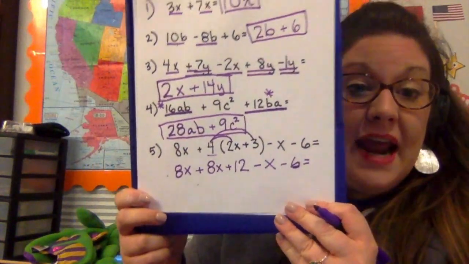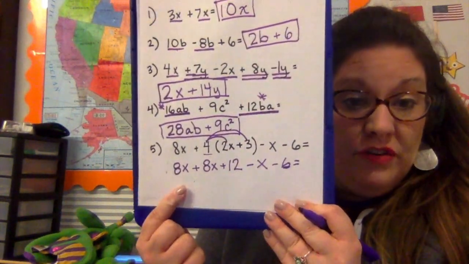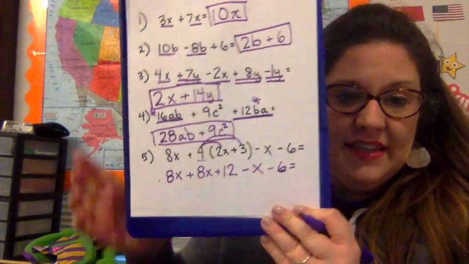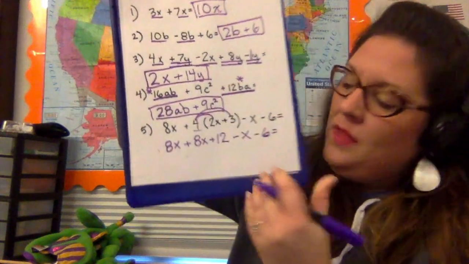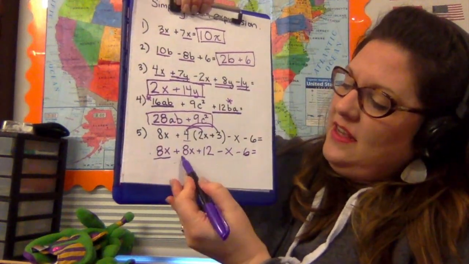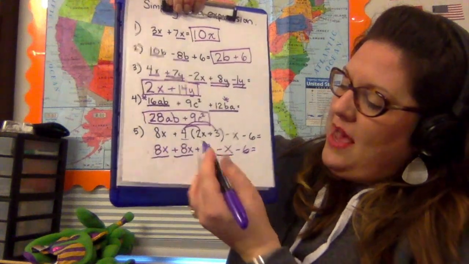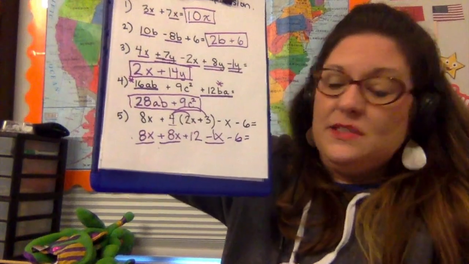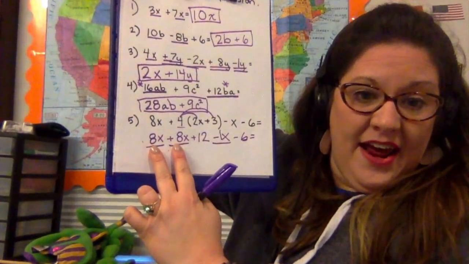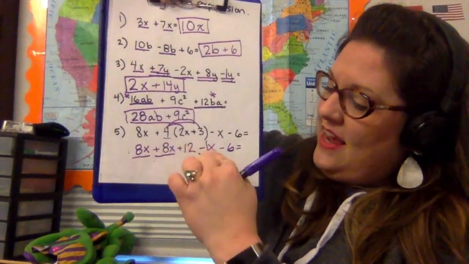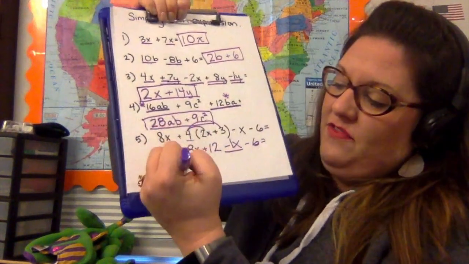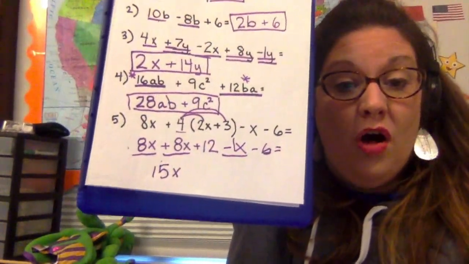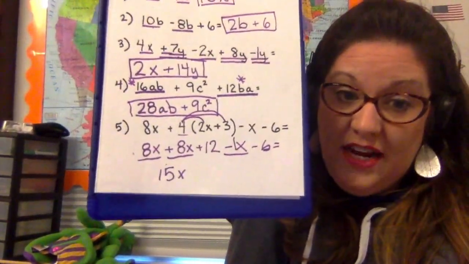Okay. Now that my parentheses are removed, I can look for like terms that can be combined. So let's take a look at the x's. We're looking for the same last name, remember? So we have 8x plus 8x minus x. And remember, we can put a 1 here. So 8x plus 8x is 16x, and 16x minus 1x is 15x. Okay, so all my x's combine to be 15x.